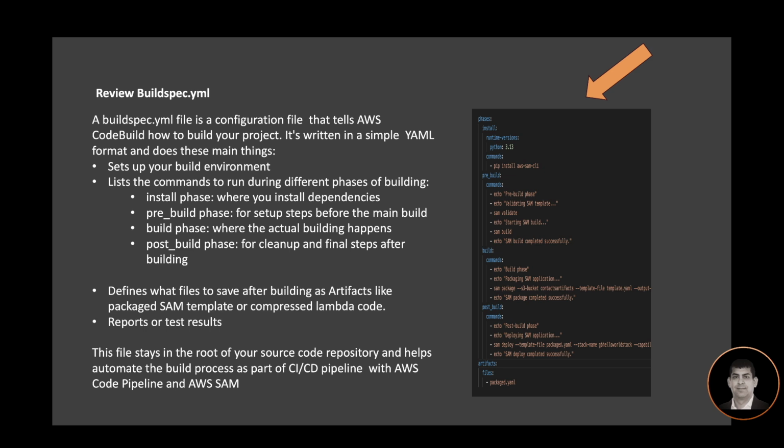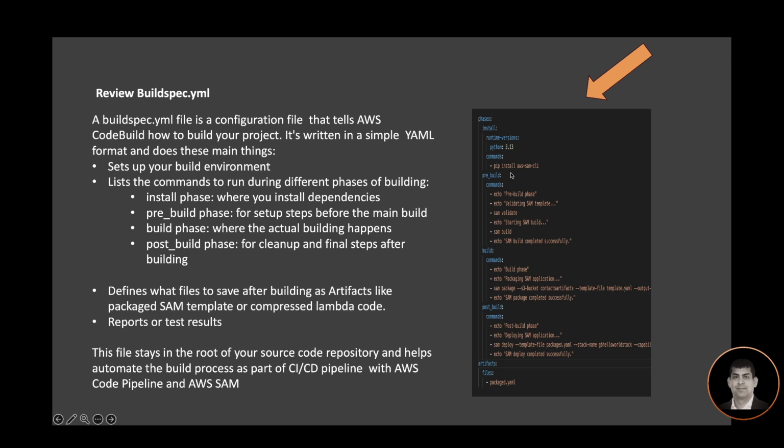It also defines what files to save after building as artifacts, like package SAM template, Lambda code, or test results. This file stays in the root of your source code repo and helps automate the build process as part of CI/CD pipeline with AWS Code Pipeline and AWS SAM.